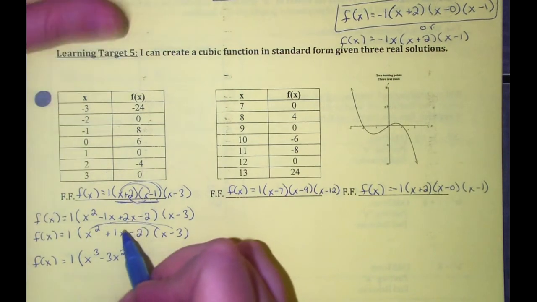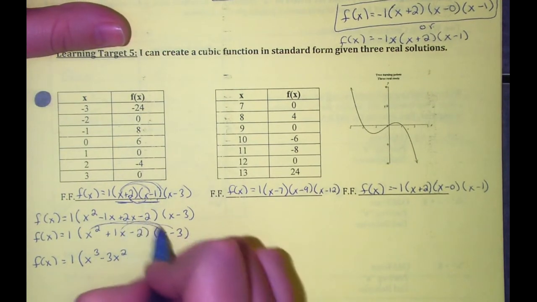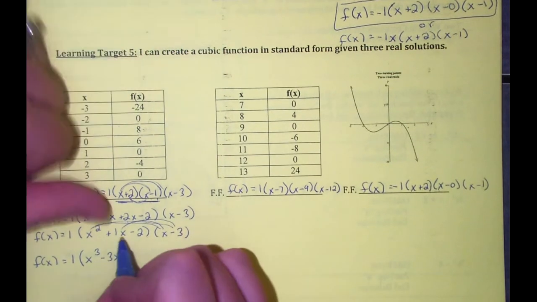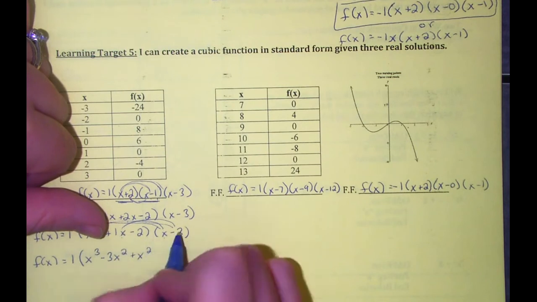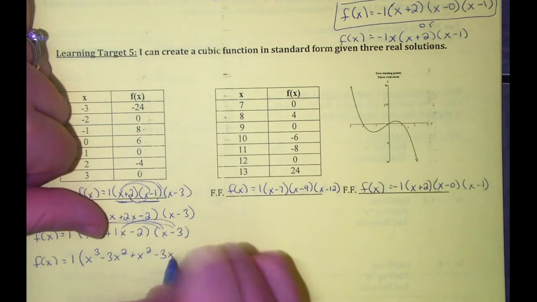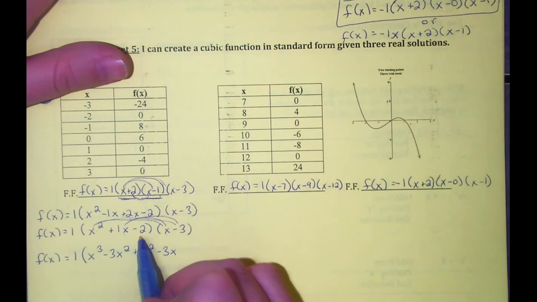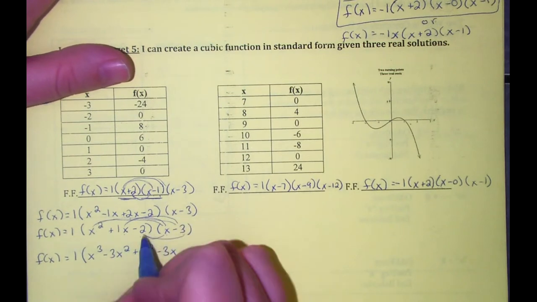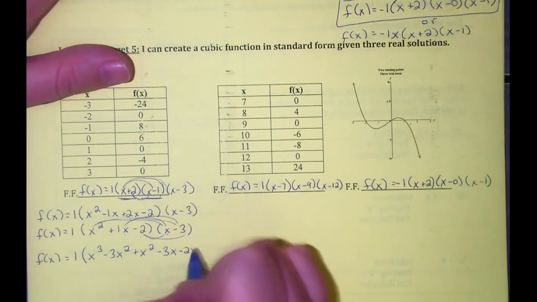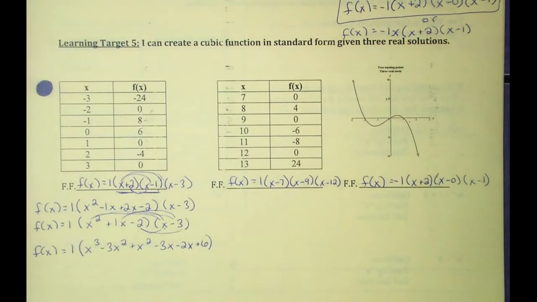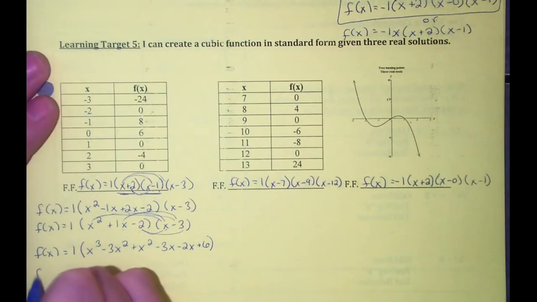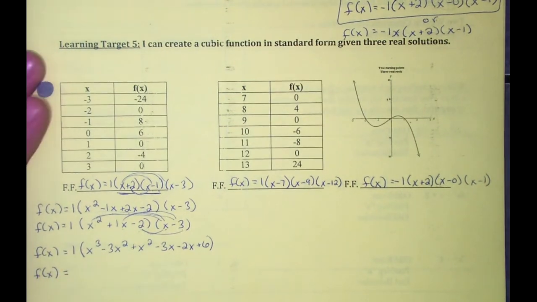Now I'm going to multiply the 1x by both of these. So x times x and x times negative 3. X times x is x squared. And 1x times negative 3 is negative 3x. Now I'm going to multiply the negative 2 by both of those. So negative 2 times x is negative 2x. Negative 2 times negative 3 is a positive 6. So I'm just using the distributive property and multiplying each of these three things by each of these two things.